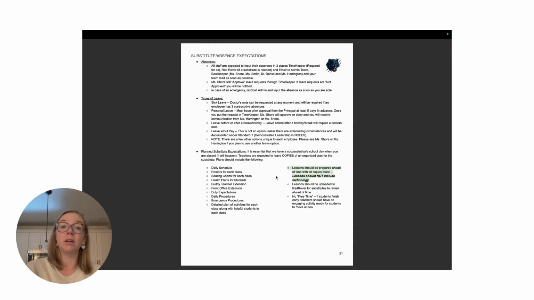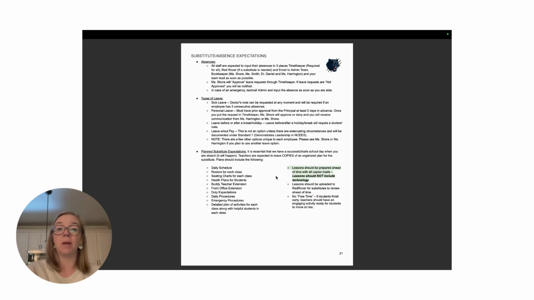If you don't put it in within 5 days, it can be denied, and therefore you would have to take leave without pay, which can be a penalty in your NESIS evaluation or at the district level. But also, if you don't put it in within 5 days and get that approval, you'll have to pay additional fees towards your sub. Leave before or after a break or holiday. This is super important. Anytime you're going to take leave before or after a holiday, you will have to require a doctor's note to be turned in with that leave request.